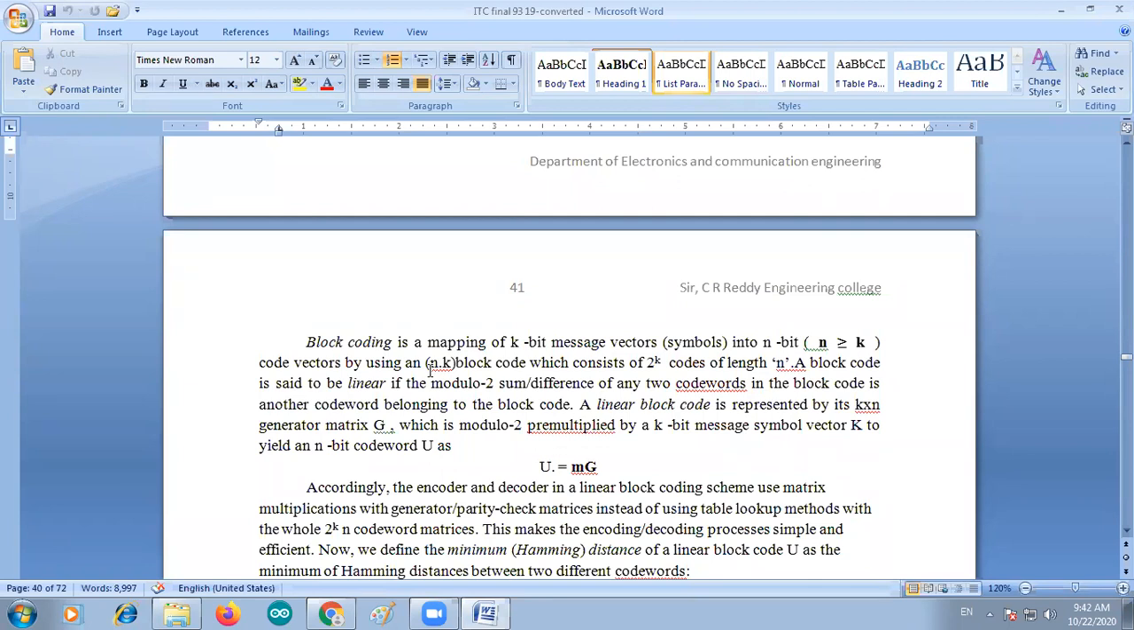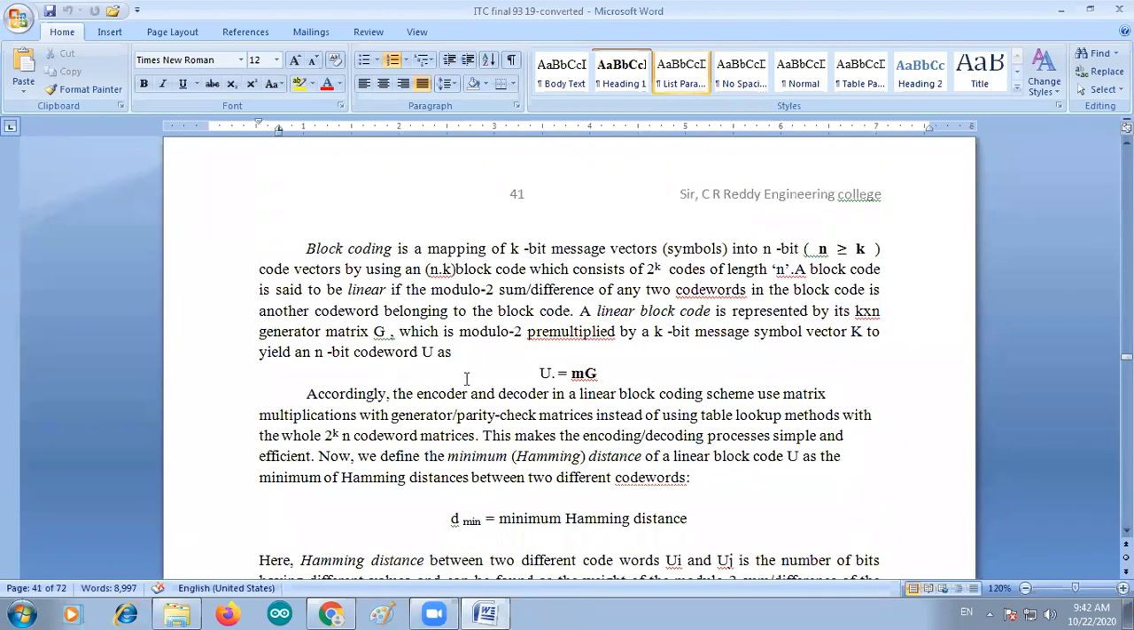M is the message vector, and G is the generator matrix. You can multiply M with G, then generate the U value. U is nothing but N code words, and M is K number of message vectors. G is the generator matrix. So this is what the statement here is.